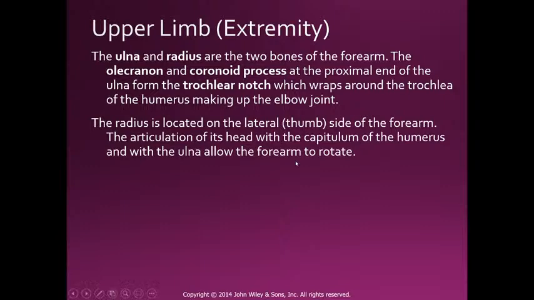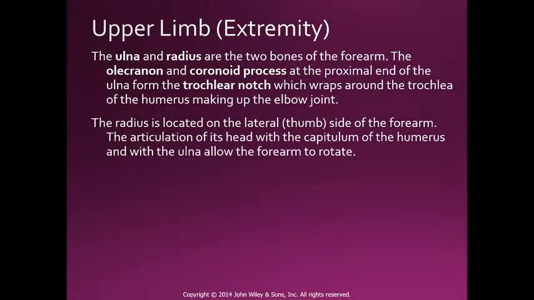All right. So the ulna and the radius, these are the two bones of the quote-unquote forearm or antebrachium. The olecranon and coronoid processes fit into fossae that are appropriately named on the humerus. The radius is located laterally. In other words, in the anatomical position, it's located laterally. It's located on the thumb side. No matter which way you turn your arm, the radius is going to be located on the thumb side.